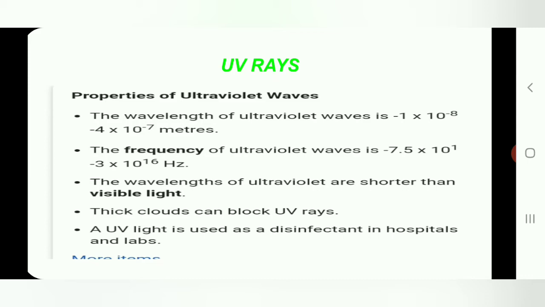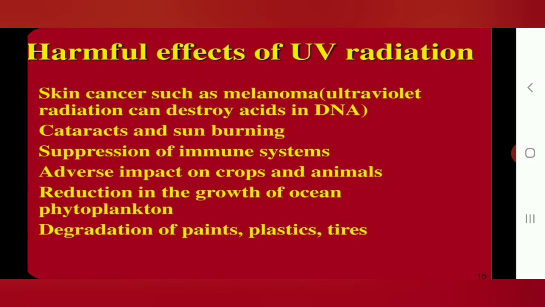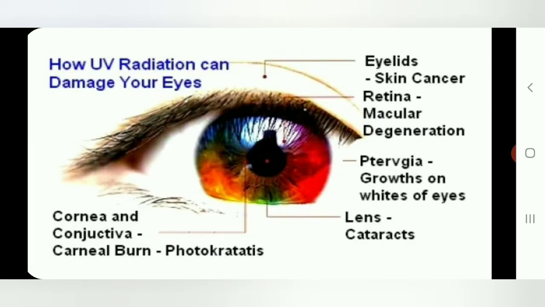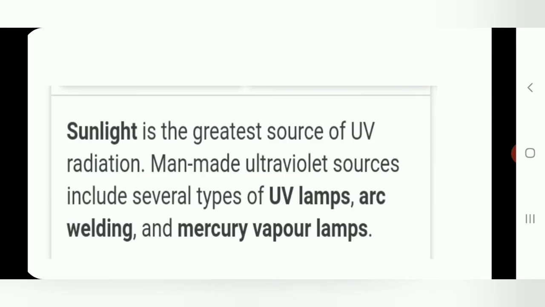Then we have some harmful effects of ultraviolet radiations: skin cancer such as melanoma, cataracts and sunburning, suppression of the immune system, and degradation of paints, plastics, and tires. The uses are sterilizing air and surgical equipment, and producing vitamin D in food for plants and animals. See how UV radiation can damage your eye. Sunlight is the greatest source of UV radiation. Man-made ultraviolet sources include several types of UV lamps, arc welding, and mercury vapor lamps.